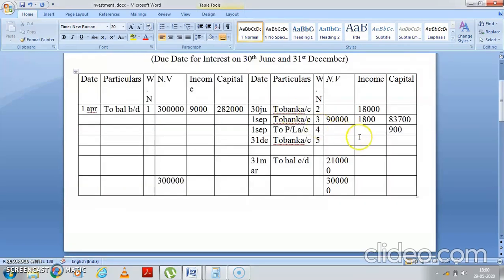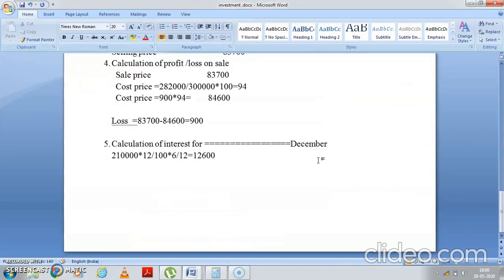So you will be writing your interest 12,600. Now students see, when I have got the interest in December, after that January, February, March, 3 months of interest again remain pending. So you are going to write your working note number 6. Again you are going to have your pending interest. So you will be writing your working note number 6, that is calculation of outstanding interest.